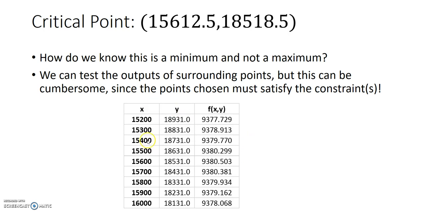Well, I just generated a table. I just picked some x values that are below and above 15,612.5. I'm not saying this is the optimal route, but I went about 400 under and about 400 over, in increments of 100. And then my y column is just 34,131 minus this, because these two have to add up to 34,131. And then I tested them in our original objective function.